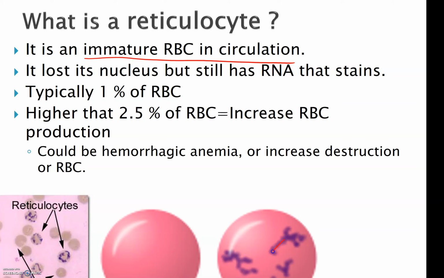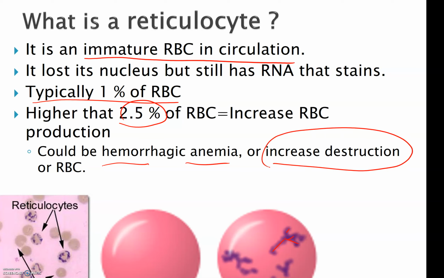It still has these fragments of nucleic acids, typically 1%. Higher than 3%, 2.5 I rounded, means you have increased red blood cell production. It could be a sign of hemorrhagic anemia, where you have red blood cells breaking. You're bleeding internally. It could be anemia where your red blood cells are just breaking down at a humongous production level. Or it could be you're up at elevation, your favorite Swiss Alp, and you're just making more because you just got there. So a reticulocyte is just an indirect way of saying red blood cell count increased.